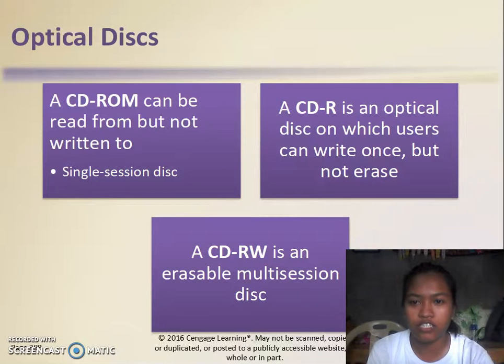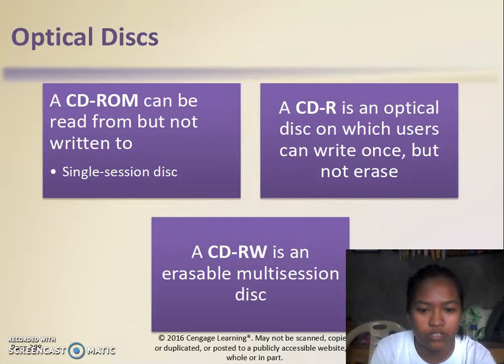Optical disk. A CD-ROM can be read from but not written to, a single session disk. A CD-R is an optical disk on which users can write once but not erase. A CD-RW is an erasable multi-session disk.